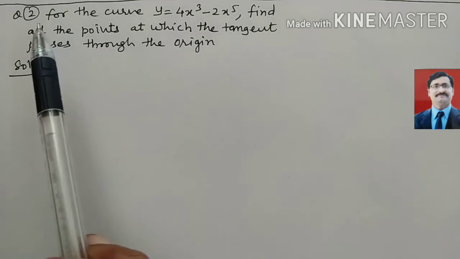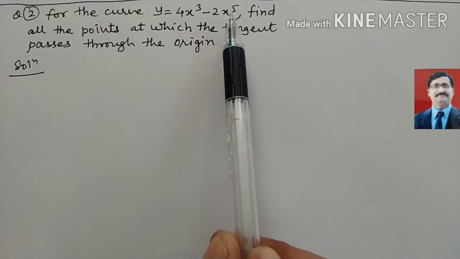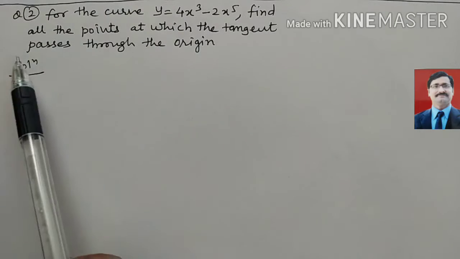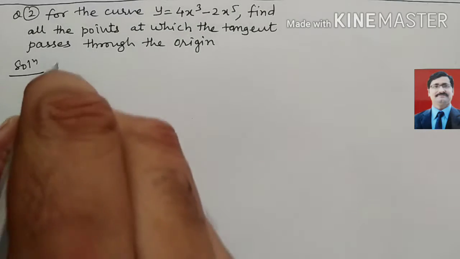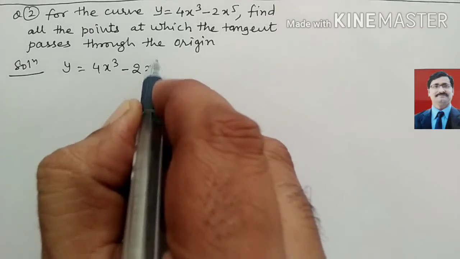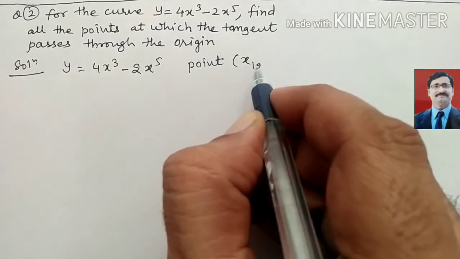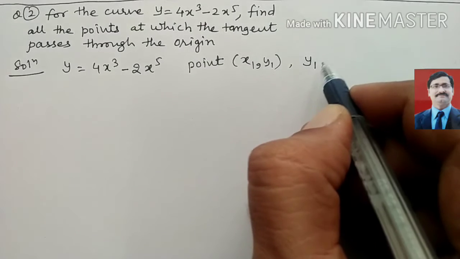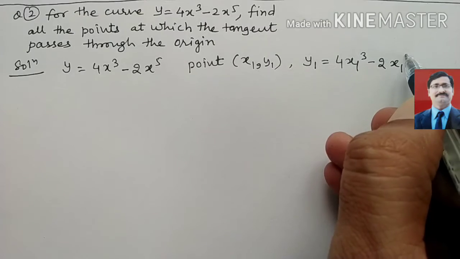Look here, we have to do one more question. For the curve y equal to 4x power 3 minus 2x power 5, find all the points at which the tangent passes through the origin. Look, the curve is given to you. This curve we can write here: y equal to 4x power 3 minus 2x power 5. Here we suppose the point we will take is x1, y1. So this point will satisfy the equation. So we can write y1 equal to 4x1 power 3 minus 2x1 power 5.